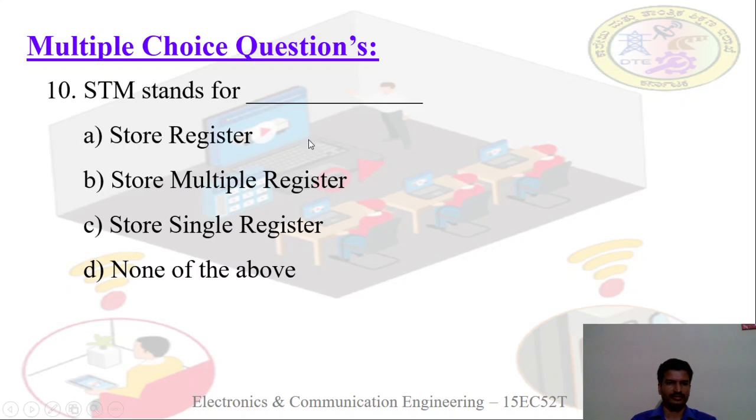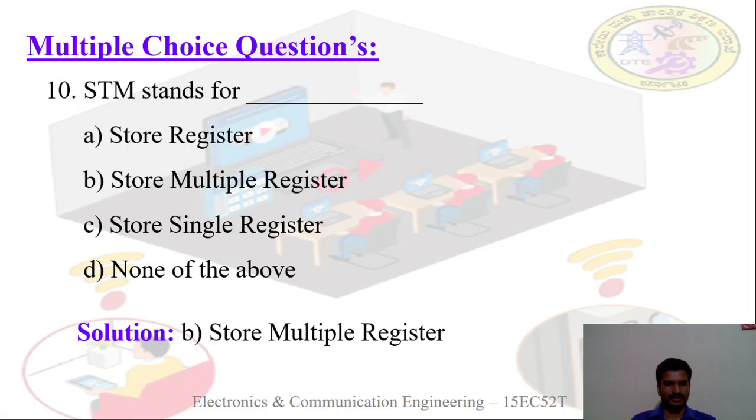The last question is, STM stands for dash. A store register, B store multiple register, C store single register, D none of the above. STM stands for store multiple register. So B. Store multiple register. Do the assessment by yourself. Calculate how many questions you have correctly answered out of 10.